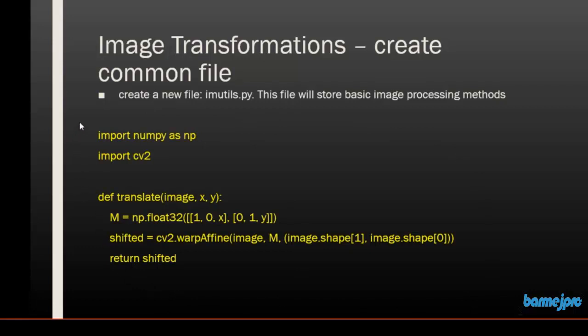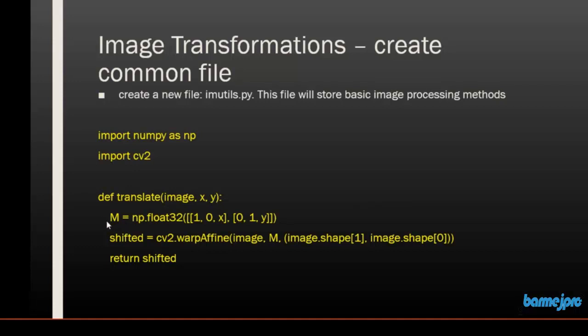This is a completely user-defined file. We are going to write this file, going line by line. We are importing numpy with the alias np, then importing OpenCV, then defining a function called translate. This is a user-defined function, and it will take arguments. The first argument is the image, the second argument is the x coordinate to shift, and then the y coordinate to shift.